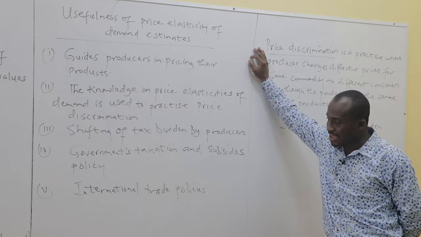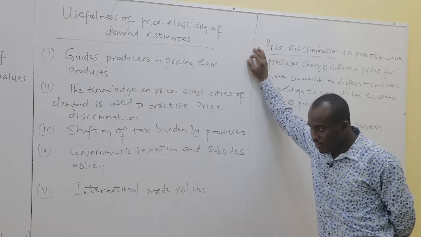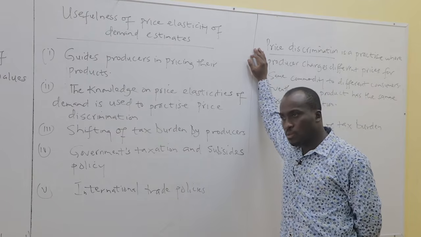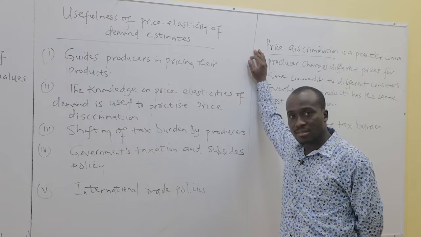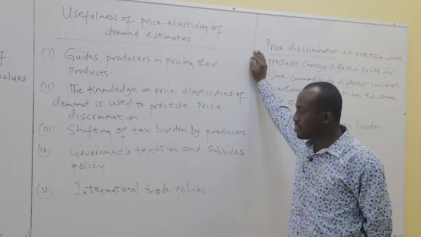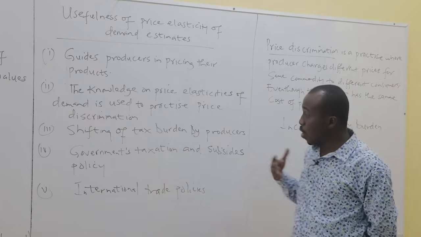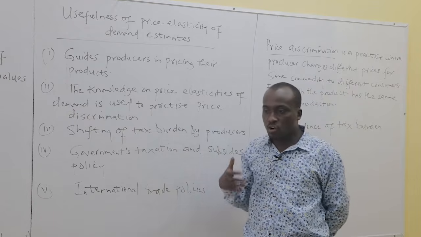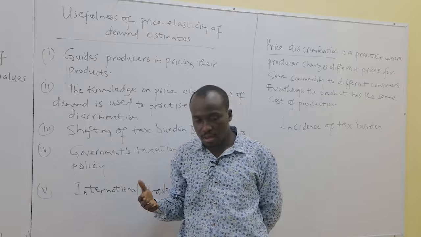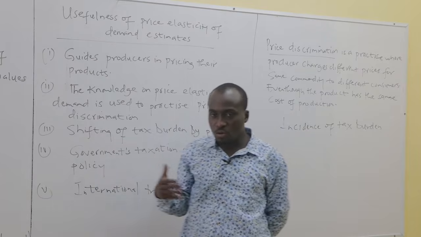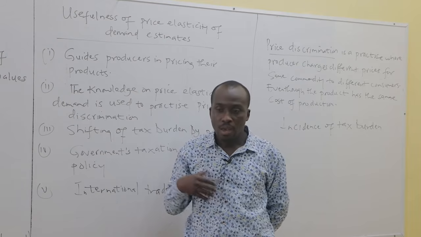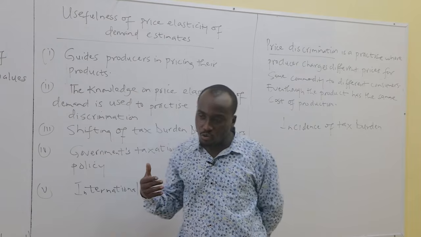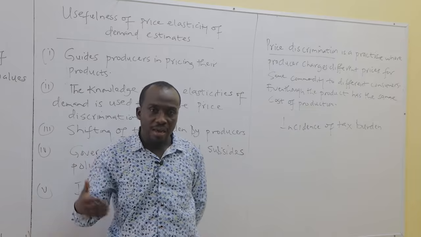IV, government taxation and subsidies. In the area of government too, it's very good for government. Government decides on taxes. If I want to impose taxes, on which commodity should I impose more taxes? If I impose more taxes on goods that are inelastic, people will still buy, and I'll make my tax revenue. So let me impose more taxes on goods that are inelastic, so that I'll make my profit.